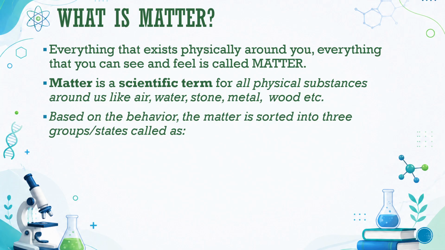Based on how this matter behaves, scientists have sorted matter into three groups or states, which are called solids, liquids, and gases. So the three states of matter are solid, liquids, and gases, sorting the entire physically existing substance around us.